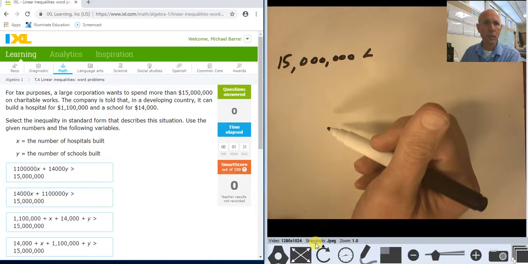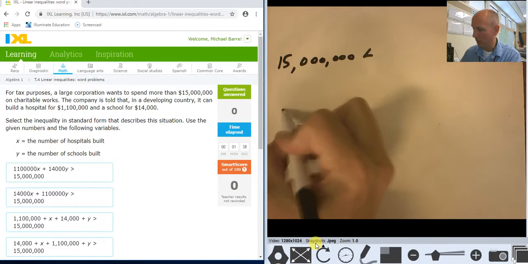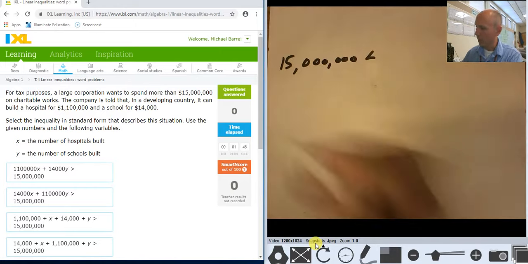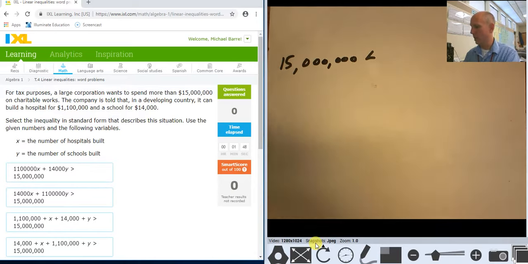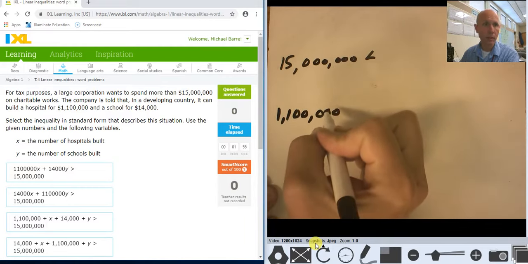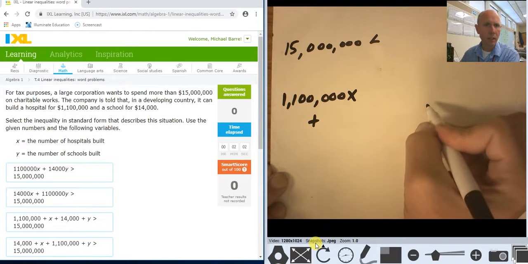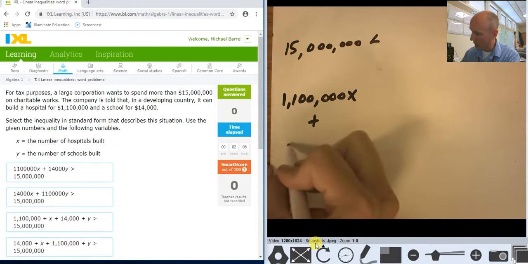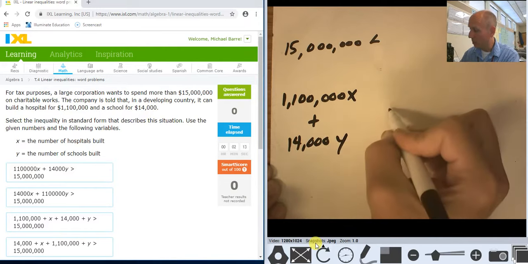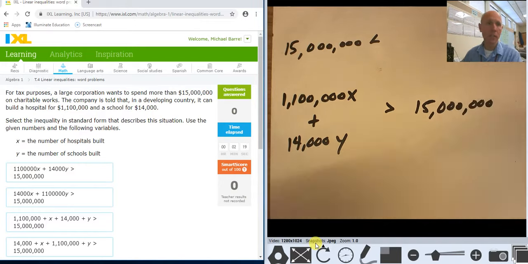Company is told it can build hospitals for $1 million. So hospitals, 1 million for a hospital, which is X, plus a school is $14,000 for a school, and that together needs to be greater than $15 million. So which equation is that?